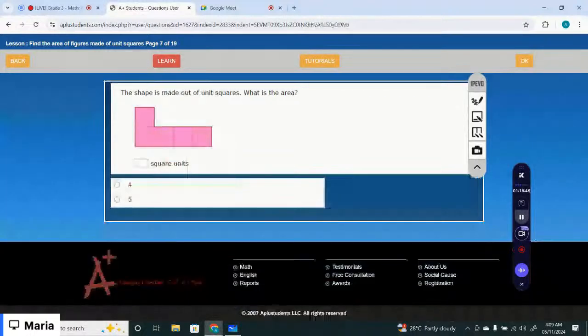The shape is made out of unit squares. What is the area? Which is the correct option? The correct option is, very good, 5 square units it is, right? Okay, you can complete the lesson by yourself later today. Let me just move on to the next lesson.